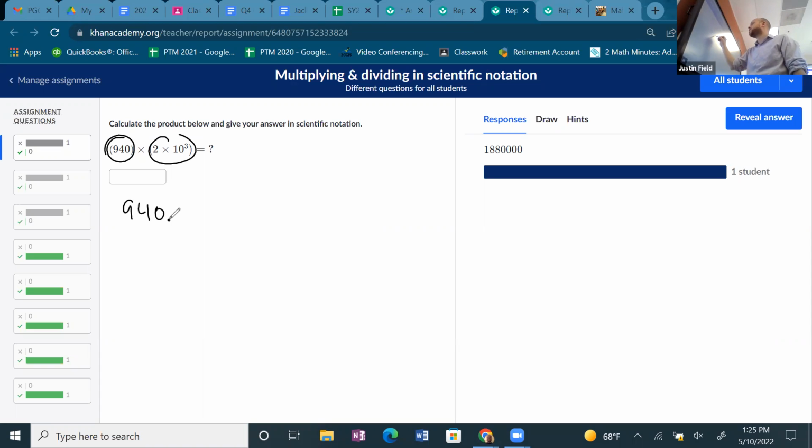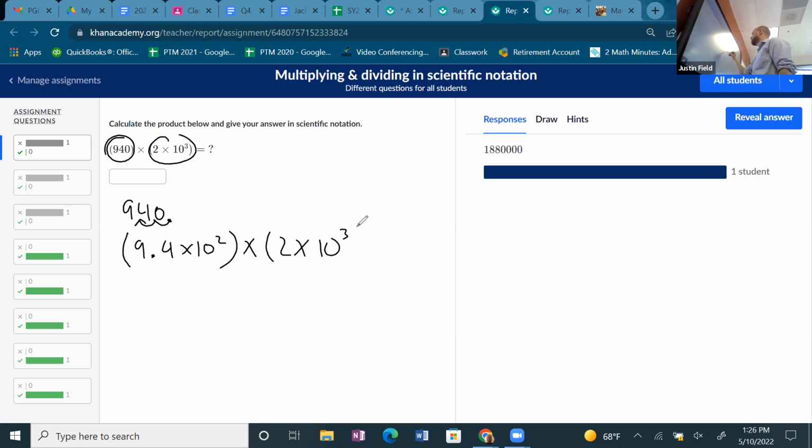Well, the decimal point is right here, and it needs to be in between the 9 and the 4. 1, 2, there. So 9.4 times 10 to what? Well, I had to move the decimal point 2 spaces, so it's going to be times 10 to the 2. And so that is what that number looks like in scientific notation.